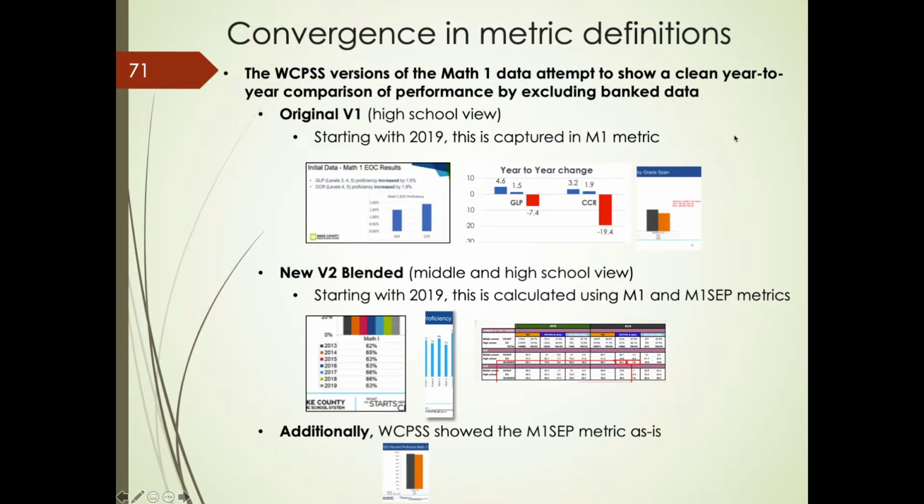So what we have here, hopefully you're seeing the same information I am, is that there's a convergence in metric definitions. The Wake County versions of the Math 1 data are attempting to show a clean year-to-year comparison of performance by excluding the bank data. Talked about that extensively. We've got the original V1 high school view, and then starting in 2019, that was captured in the M1 metric. And then we've got the new blended V2 view, the middle school and high school together. Starting in 2019, this is calculated using both the M1 and M1 SEP metrics. And then additionally, Wake County showed the M1 SEP metric separately.